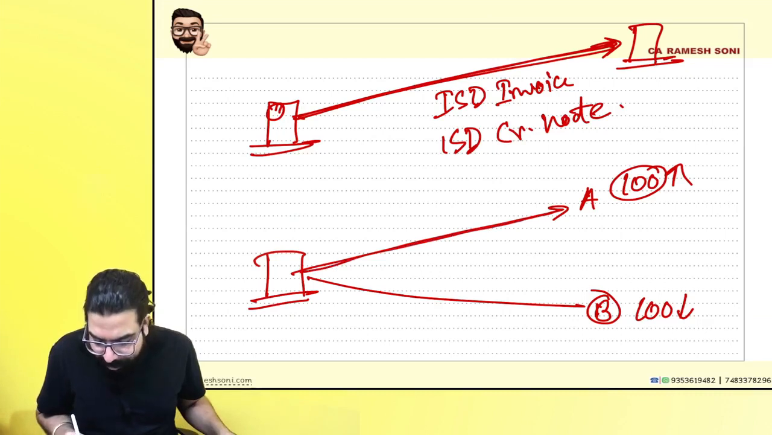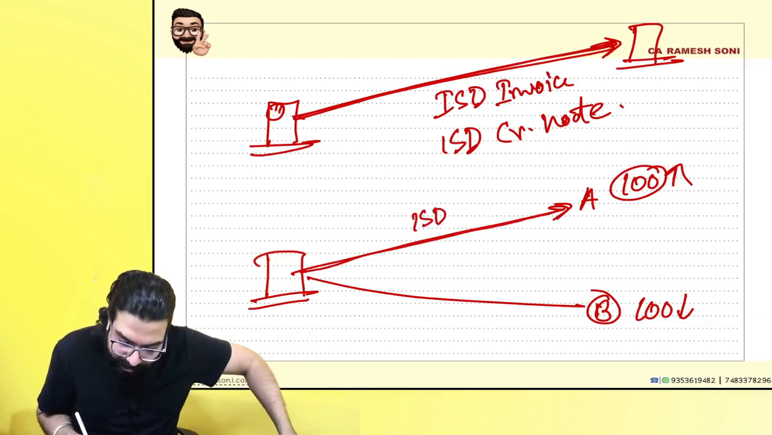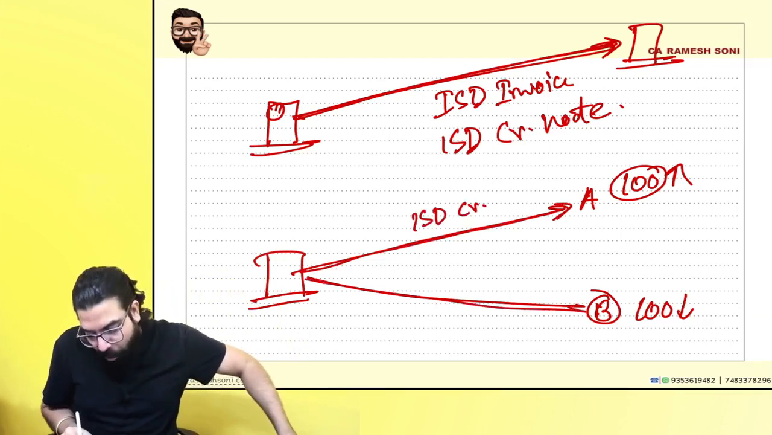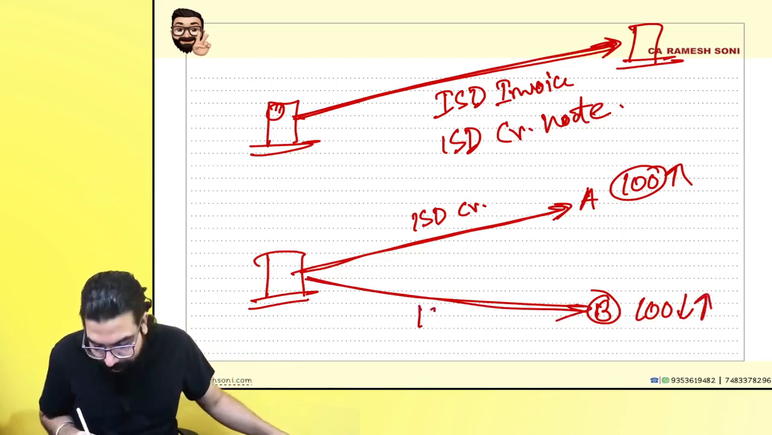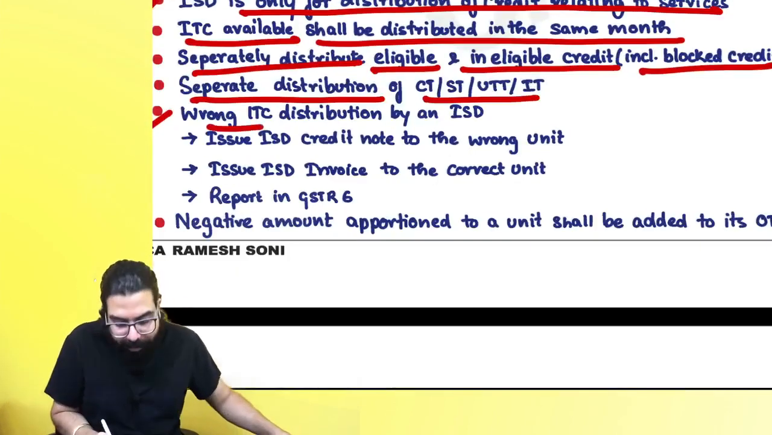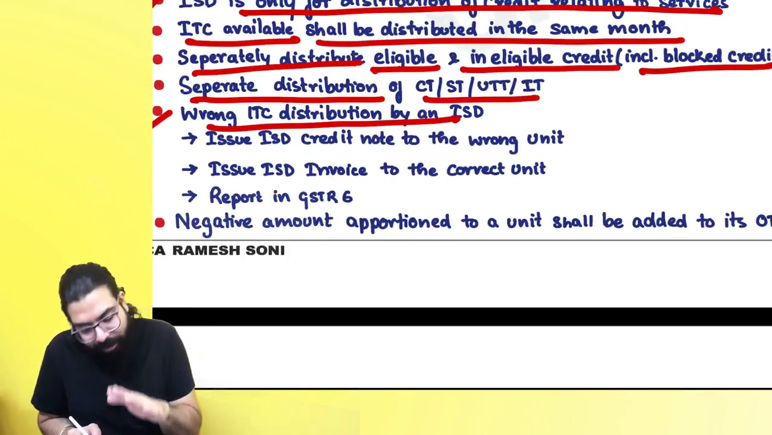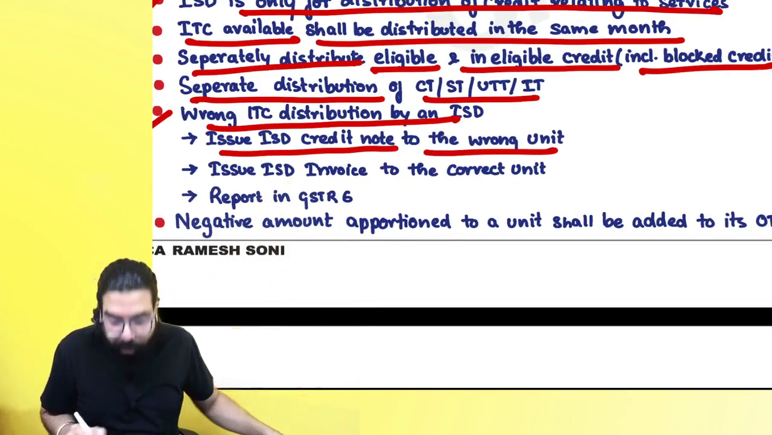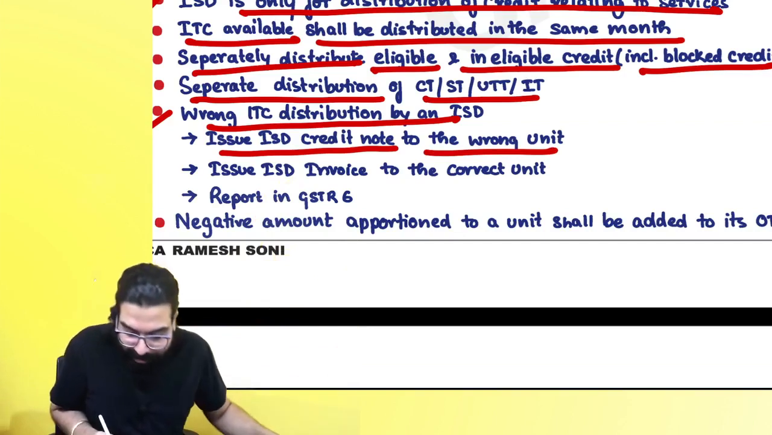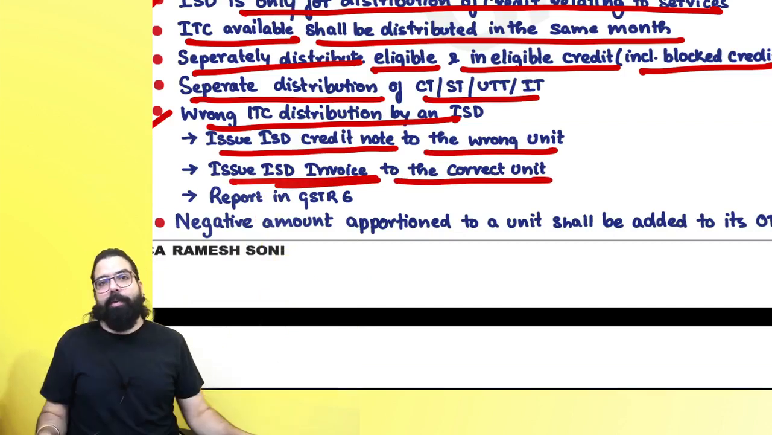A's credit has to be reduced because extra credit was distributed, so an ISD credit note will be issued to A. B was given 100 rupees less, so its credit has to increase, and again one ISD invoice will be issued to B. Always remember, whenever ITC is wrongly distributed by an ISD, the ISD will issue a credit note to reduce the credit of the wrong unit, and to increase the credit, the ISD will issue an ISD invoice to the correct unit whose credit has to be increased.